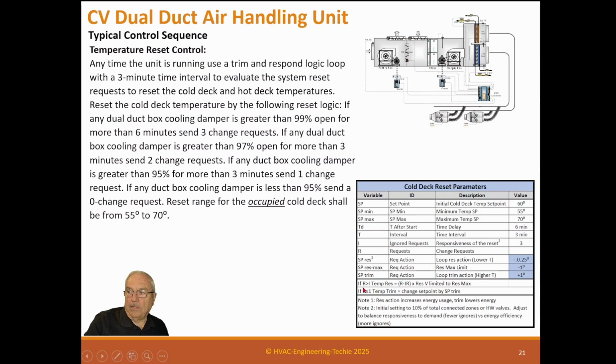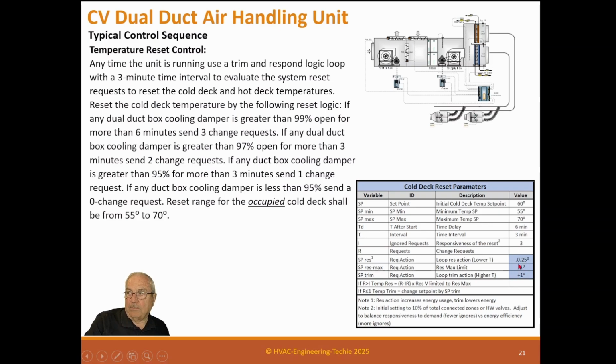So the formula is if the resets are greater than the ignored request, then the temperature reset equals R minus Ri times res V, this value. So if you have a net of 4 resets after you subtracted 3, the ignored request, then it would be 4 times 0.25, which would be 1, which is maximum. So if you have more than 4, it doesn't matter. It's only going to let you change -1.